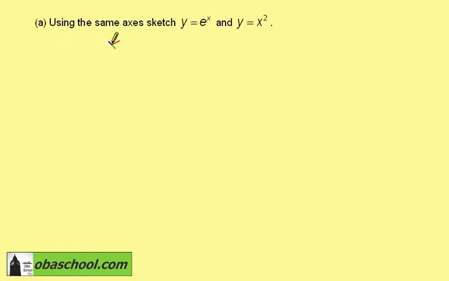Using the same axes, we want to sketch y equals e to the x and y equals x squared. So we need some axes. We have an x-axis and a y-axis.